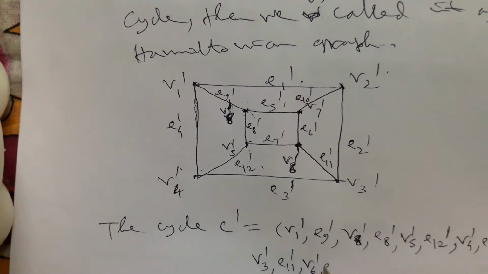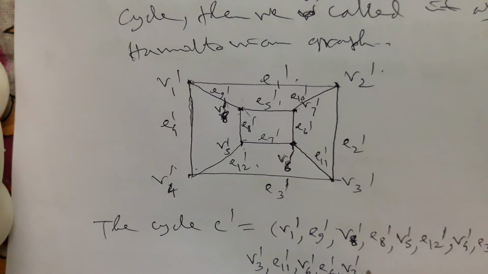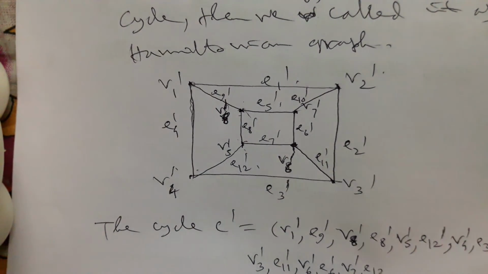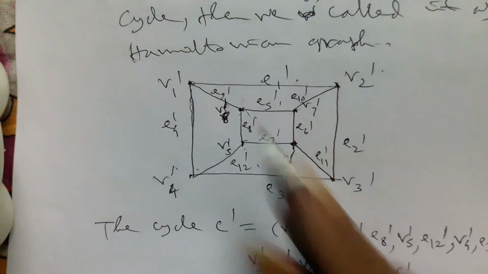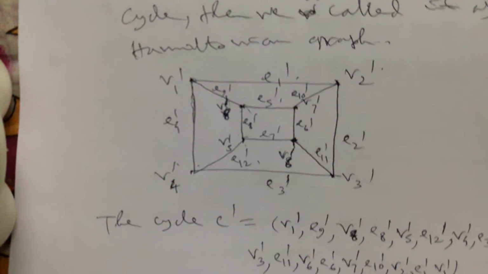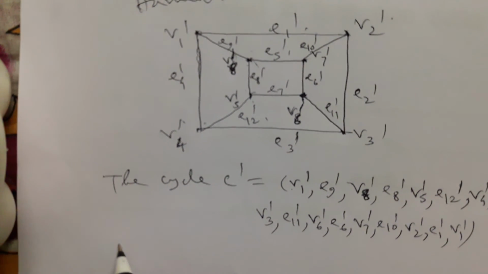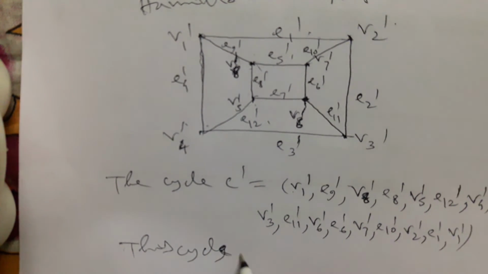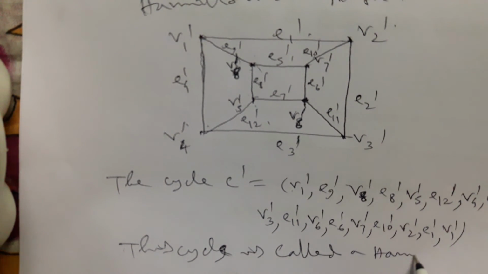After that V6 dash, E6 dash, V7 dash, then it will be E10 dash. After E10 it will be V2 dash. After V2 it will be E1 dash. After E1 it will be V1 dash. So starting and ending at the same vertex, this cycle is called a Hamiltonian cycle.